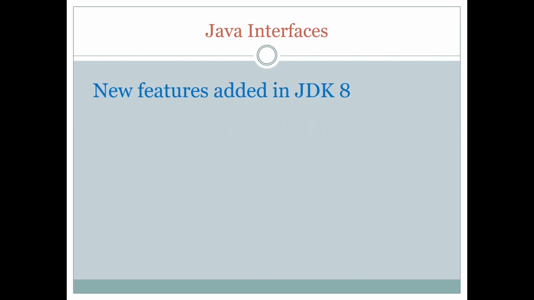So what are some of the new features added in JDK8? Well, there's a couple. One, static methods. Interfaces can now have static methods, and of course, a static method on an interface allows you to access that method and run its functionality without instantiating a copy of it, which you can't do anyway with an interface. It's very similar to a static method on a class.